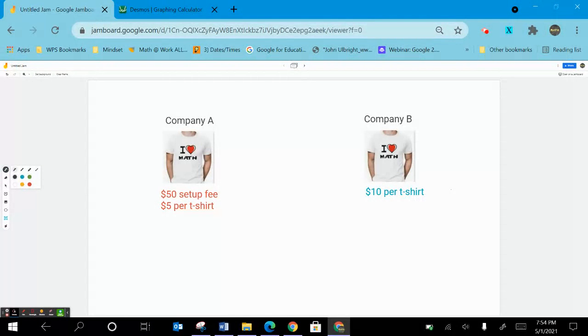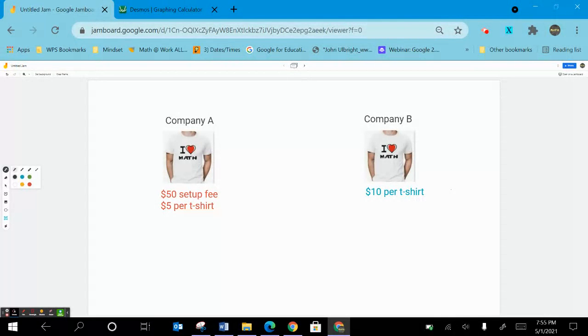Let's just say I want to buy these super cool I Love Math t-shirts, and I want to buy a bunch of them. So I'm going to ask Company A and Company B for a quote to see which one is the better buy for me. Company A tells me they're going to charge me $5 per t-shirt, but they're also going to charge me a $50 setup fee. And company B, they're just going to charge me $10 per t-shirt. They will not charge me a setup fee.